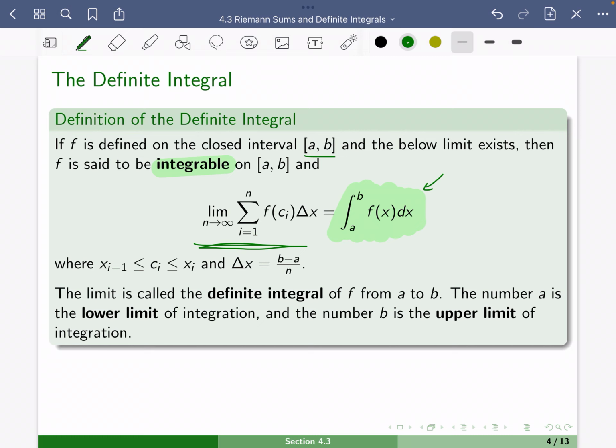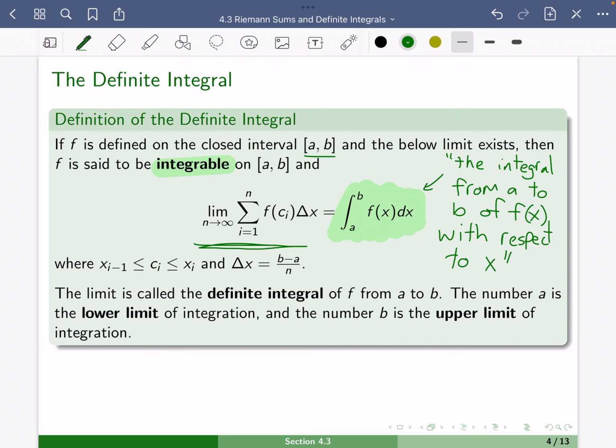So we could read this as the integral from a to b of f of x with respect to x. So that's how we might read that. The value a comes from your first value in that closed interval. The value b is the second value in that closed interval. F of x is our function f. And the dx tells us we are going to integrate this with respect to x.